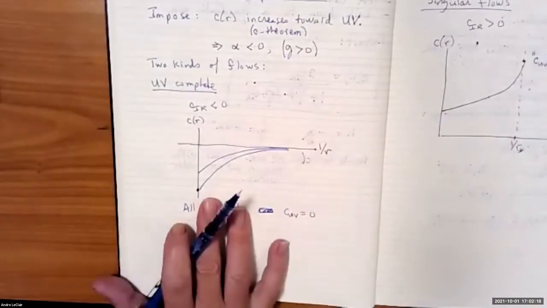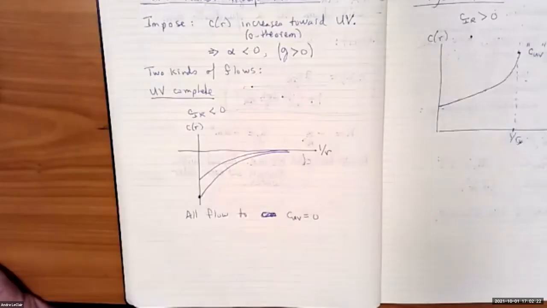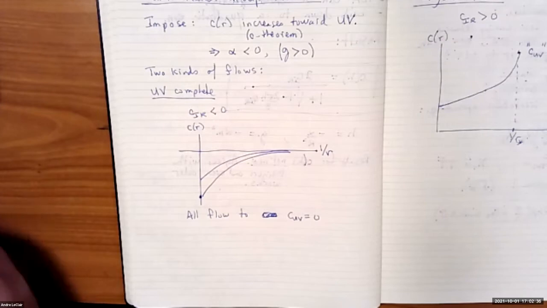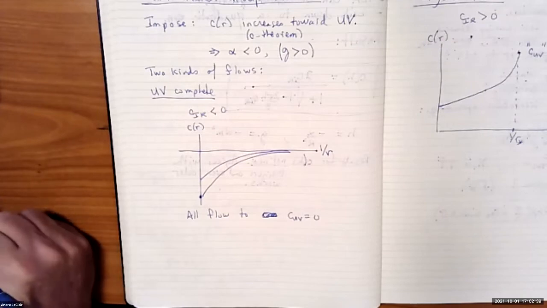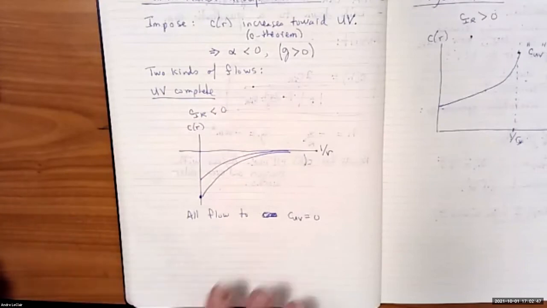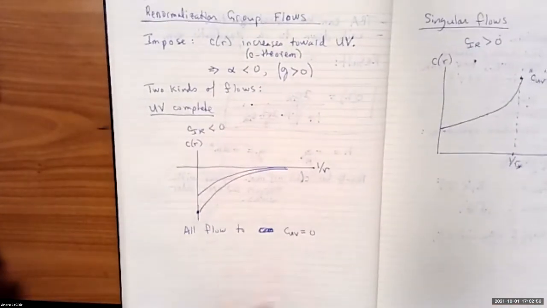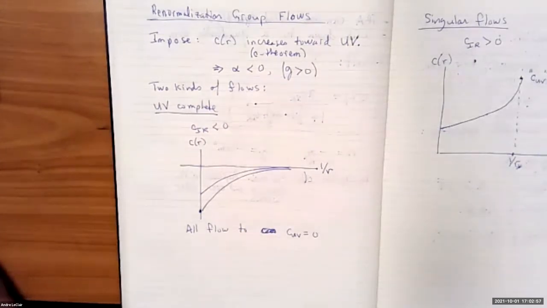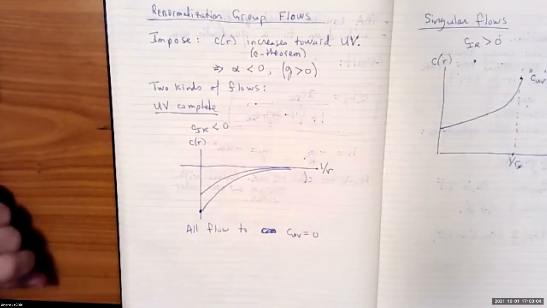Okay, so since we have this variable central charge, let's try to look at possible RG flows. Again, as somebody interested in quantum field theory, I'm interested in ultraviolet completions. And it turns out that depending on what your initial central charge is, there could be or could not be an ultraviolet completion. Now the parameter space is a bit large, not huge, but just to limit the possibilities, I'm just going to impose that the central charge increases toward the ultraviolet.